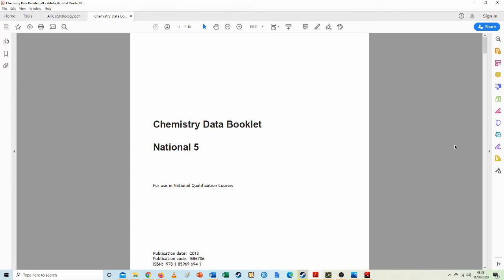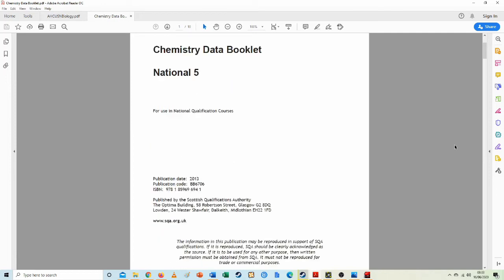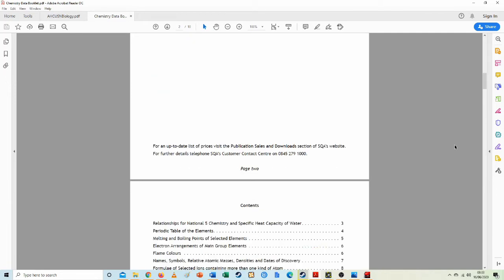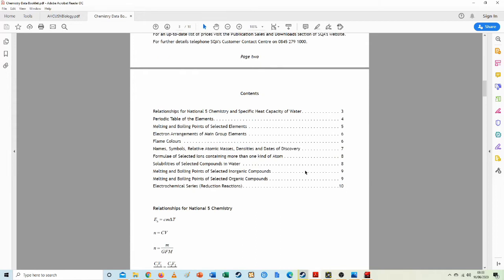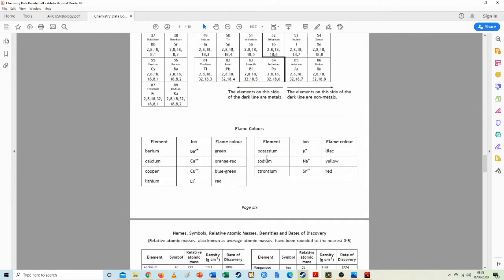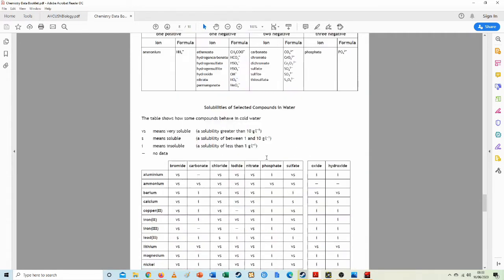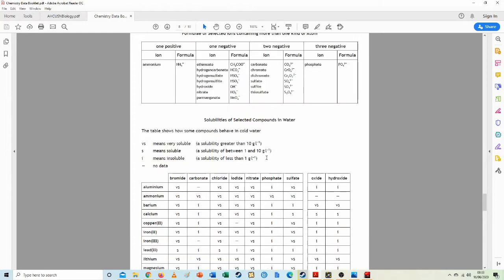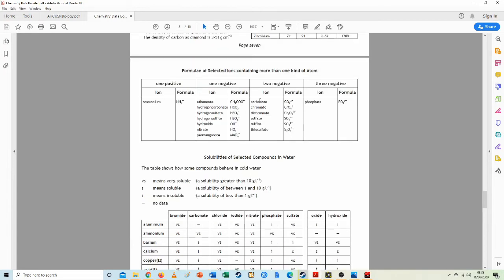Okay, so in the National 5 Chemistry data booklet, if we scroll to the contents page, we will find, hopefully, our formula of selected ions containing more than one kind of atom. So these are our complex ions. If we scroll down to page 8, this is page 8 here, so we've got our solubility stuff here. Now these are our complex ions.